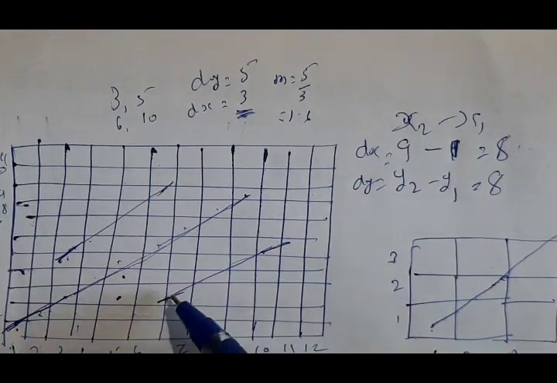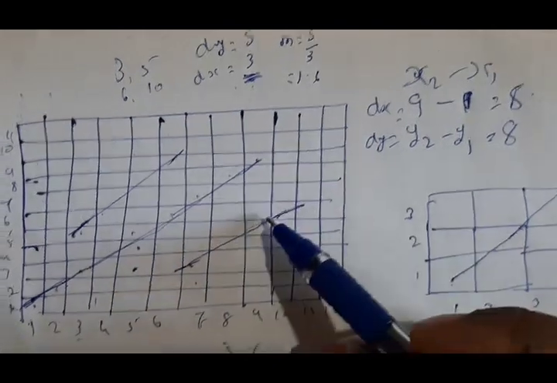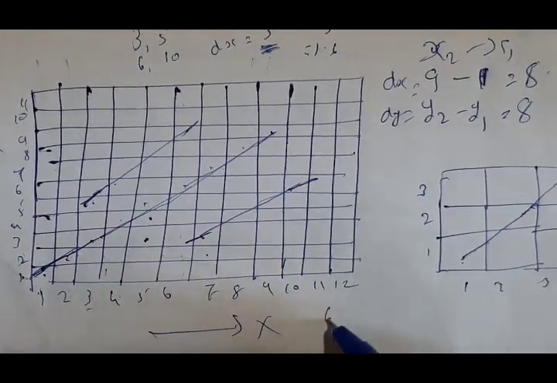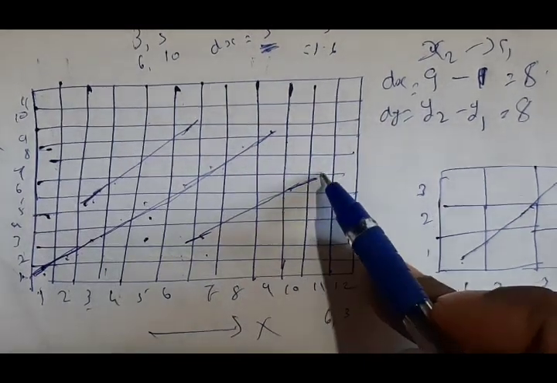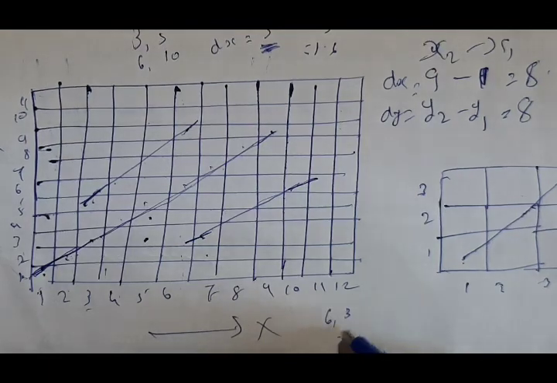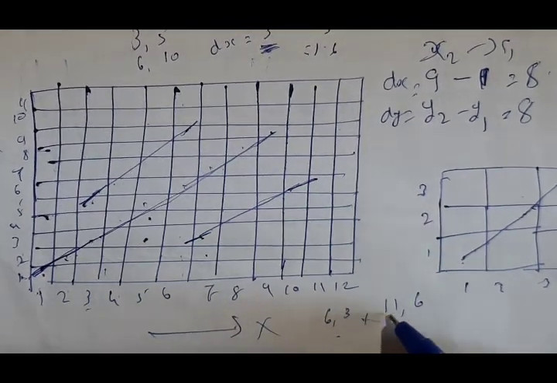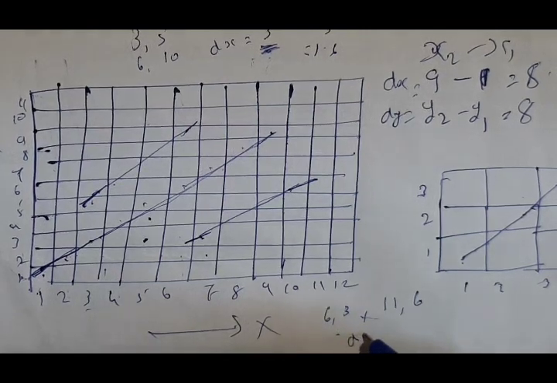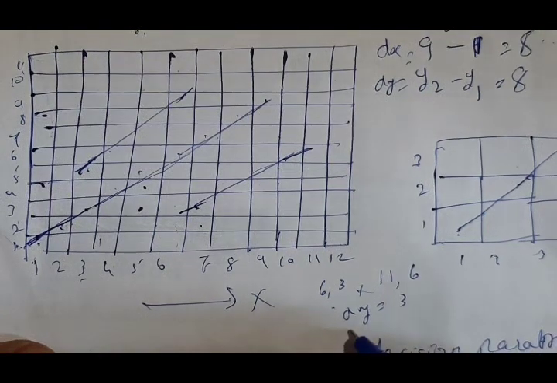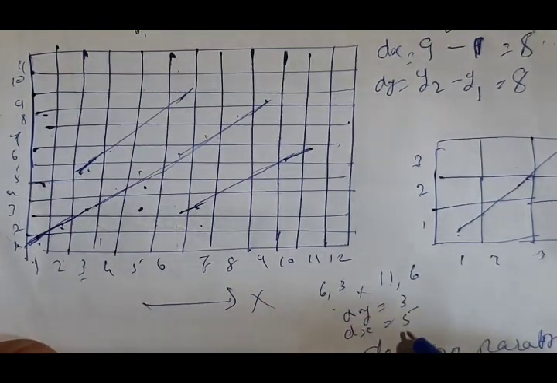If the line is below the slope, if m is less than 1, for example see here, this one is 6, 3, no? Okay, 6 comma 3. What about this end point? 11, 6. So here dy is equal to how much? 6 minus 3 is equal to 3. What is dx equal to? 11 minus 6, 5. So dx is more here.